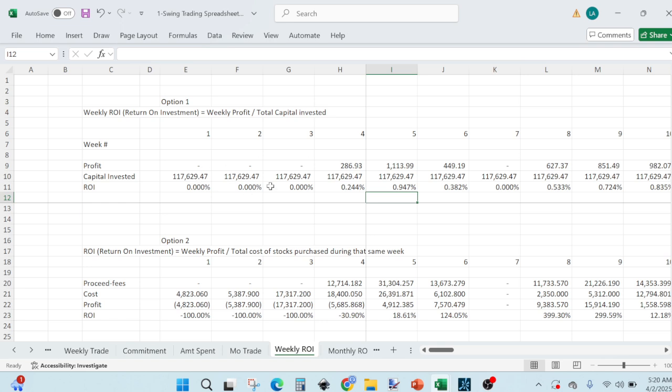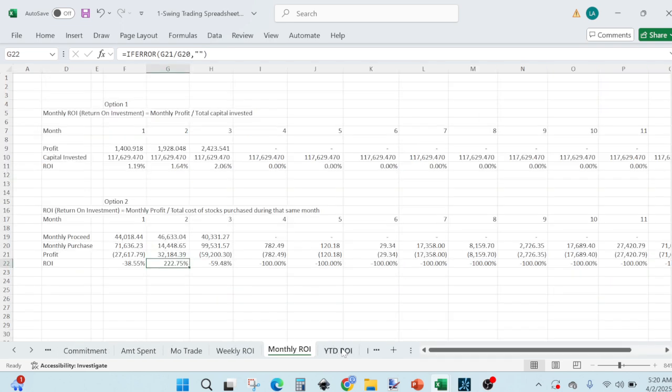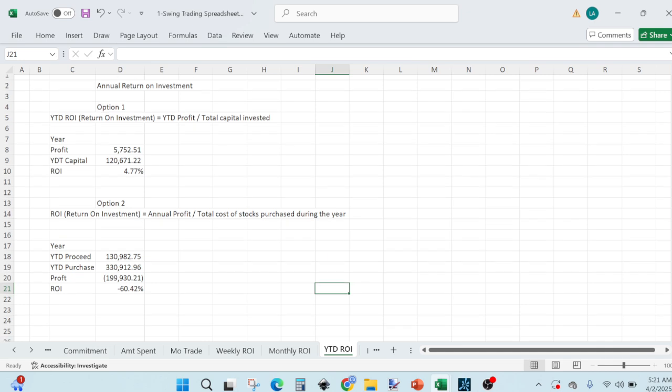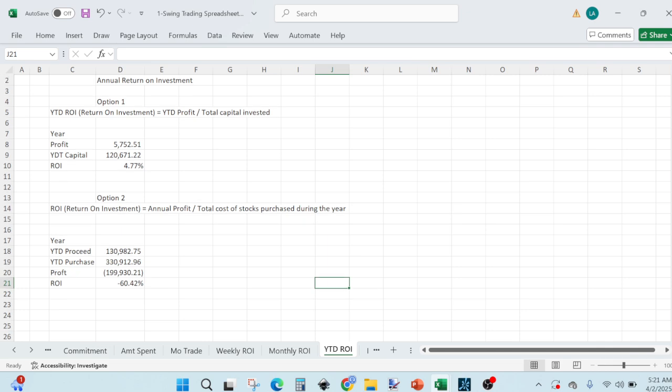And we saw one way of calculating the weekly return, and I like that way better. And we have some different ways of calculating it here. As of year to date, this is using the capital invested, not necessarily how much we spend to buy the stocks. And this one is using what we bought this month and sold this month. And again, it does not really have a good reflection of what the strategy we are using.